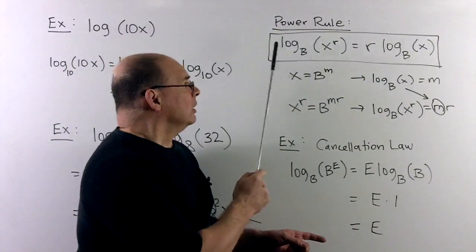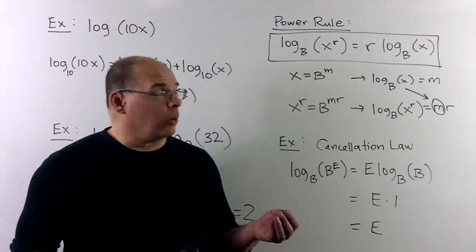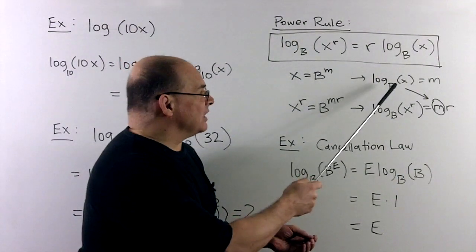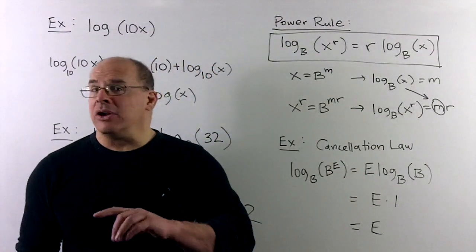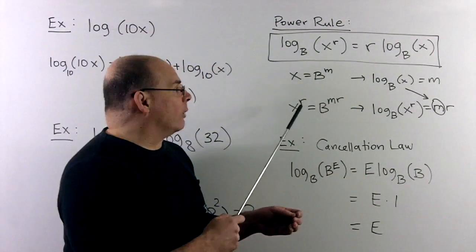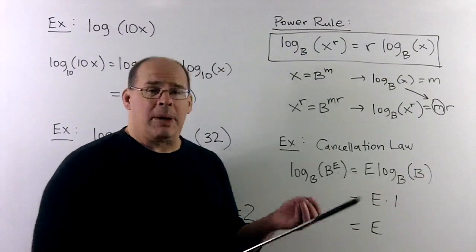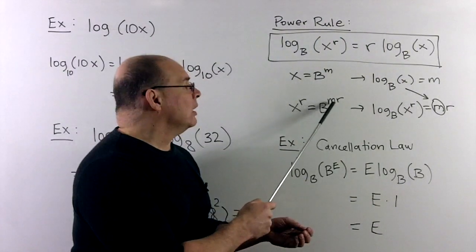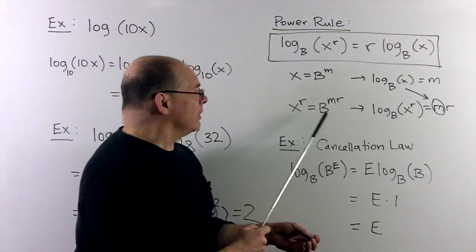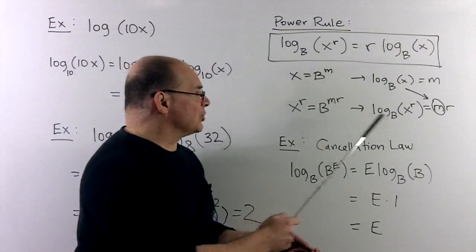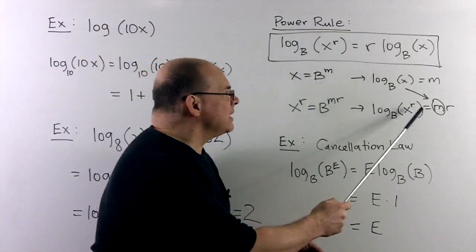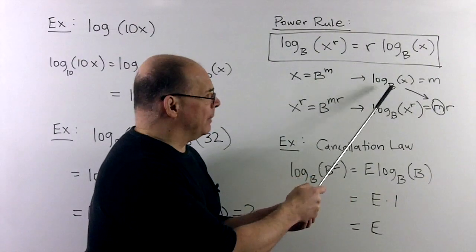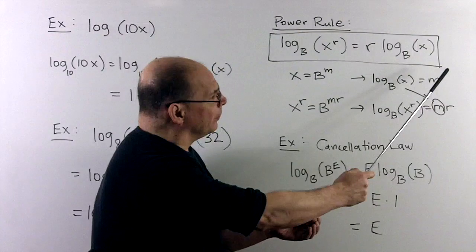Now, to show this, it's the same as we did with the product rule. I'll just let x be equal to b to the m. I rewrite that as log to the base b of x equal to m. I now look at x to the rth power. Well, what are we going to do? I'm going to take b to the m to the rth power. The power rule for exponents just says throw away your parentheses and multiply m times r. We rewrite as a logarithm. So we have log to the base b, the answer is x to the r, the new exponent is m times r. And then to get the rule, we're just going to sub out the m with log base b of x. And then that's our rule.